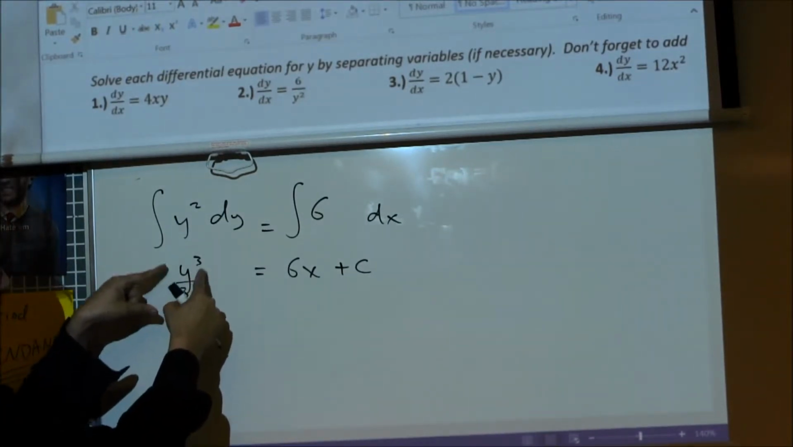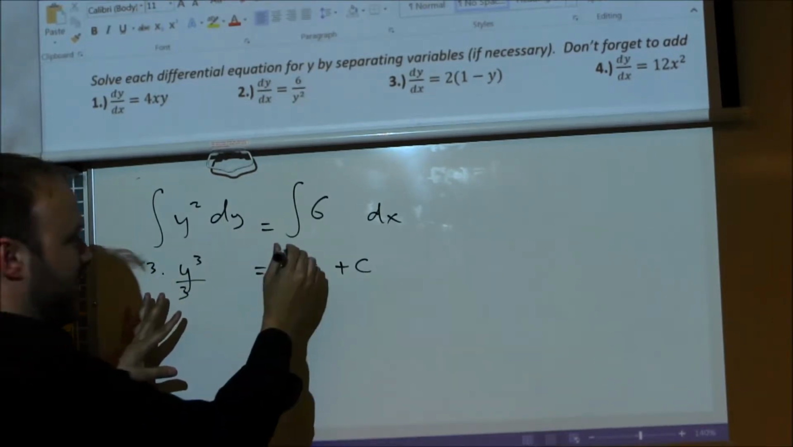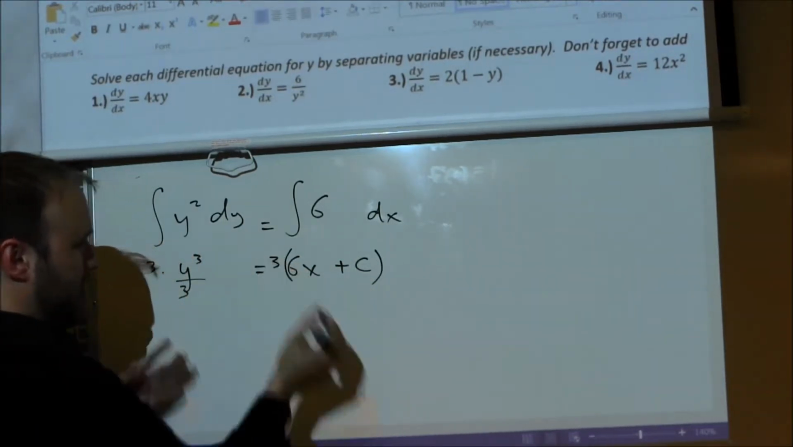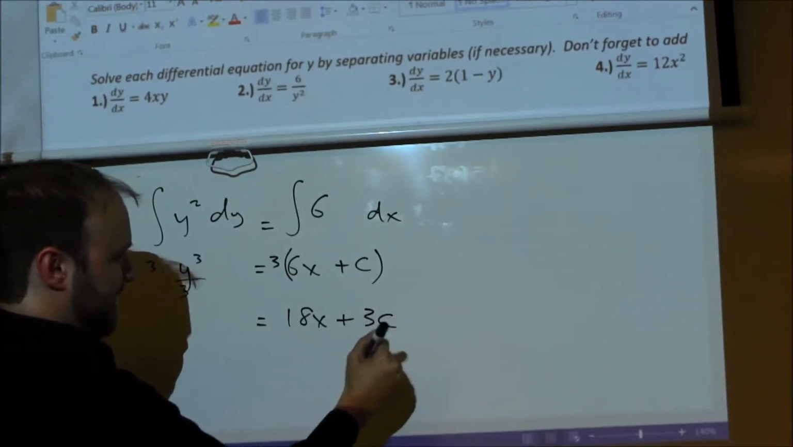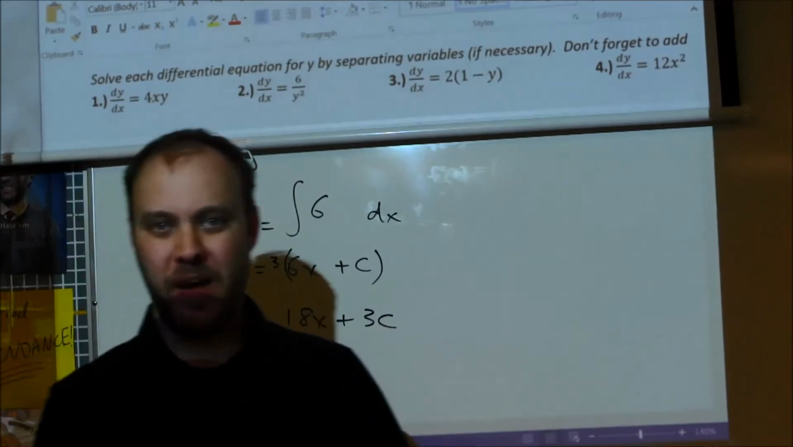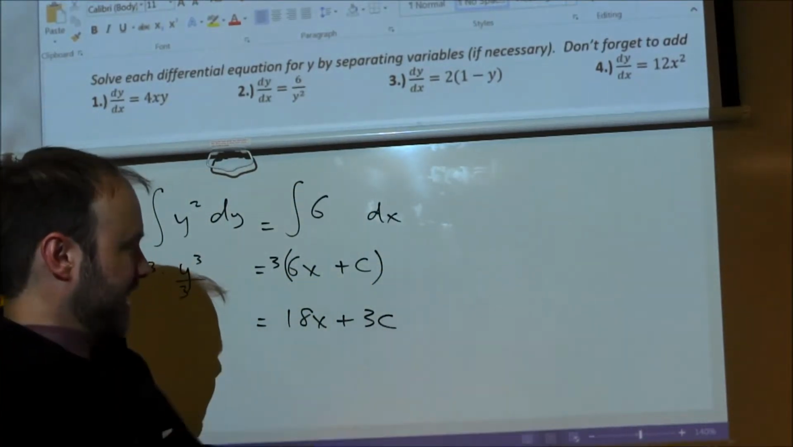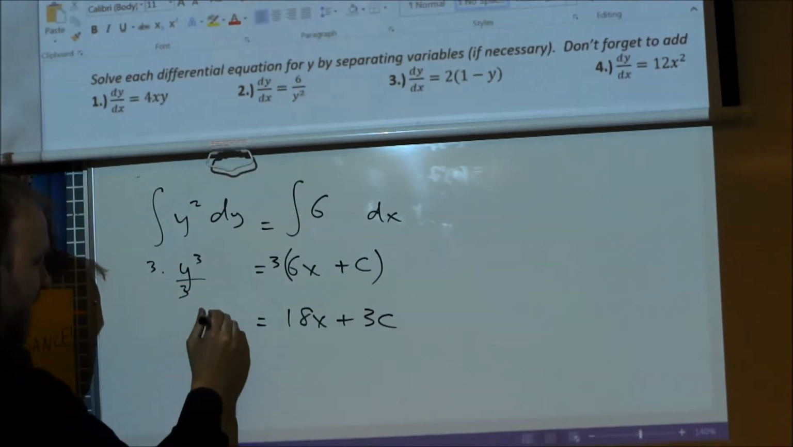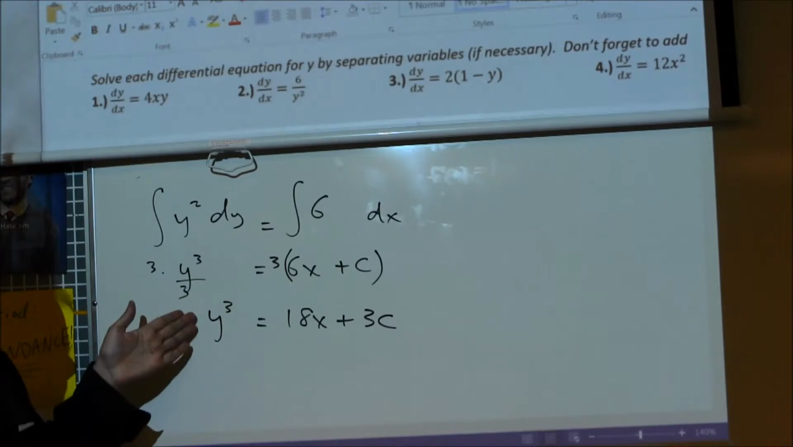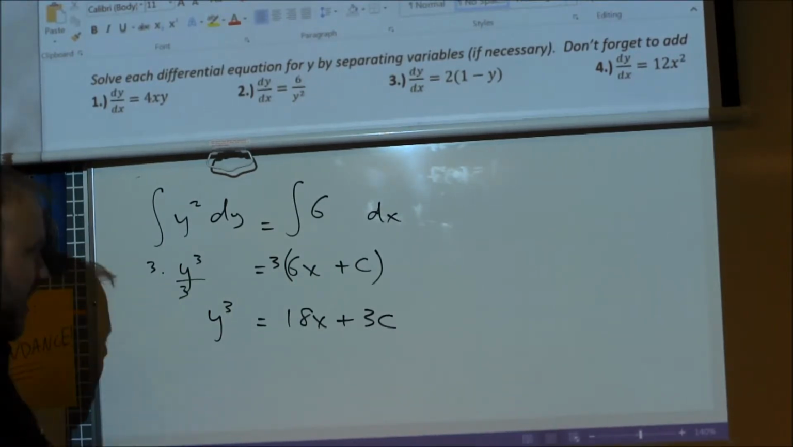Now I want to solve for y here. Y is being divided by 3. I need to multiply by 3. This whole side needs to be multiplied by 3. So that's going to give you an 18x plus 3c. Even the constant's getting multiplied by that value. You could set some other constant equal to 3c, but the constant does need to be multiplied by 3. And that's y cubed. The opposite of cubing something would be to take the cube root of both sides.